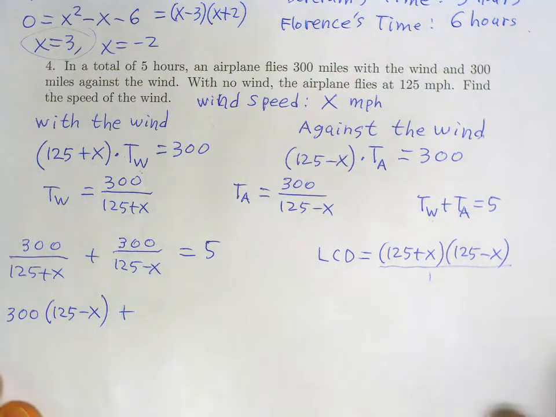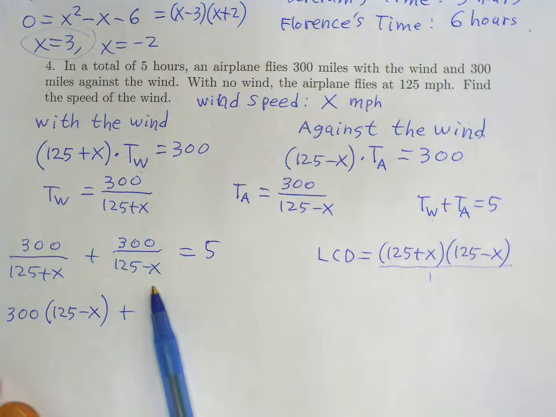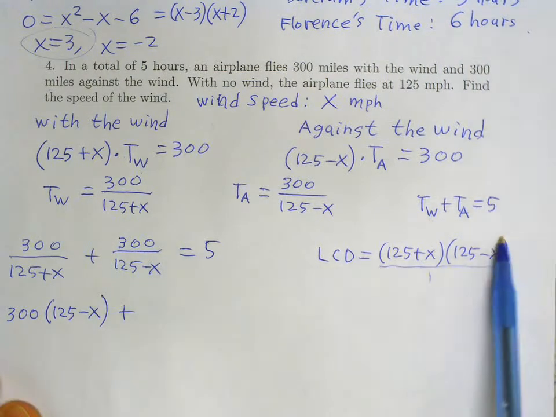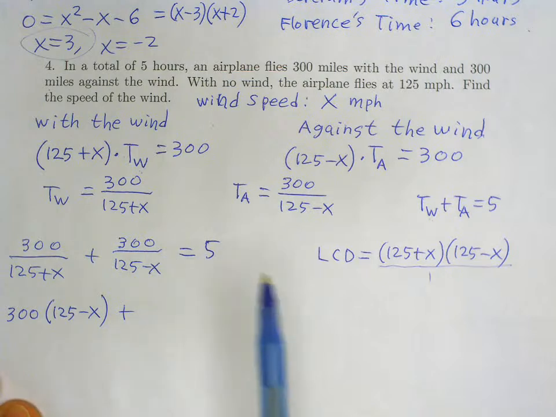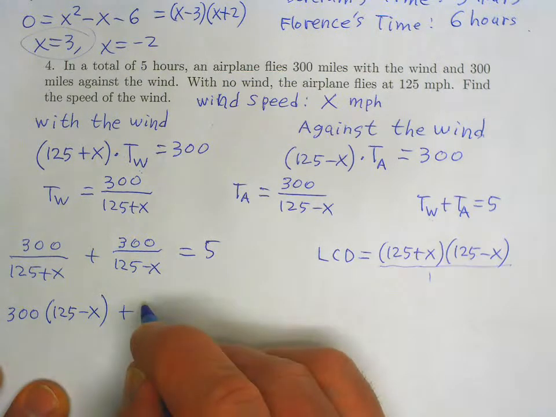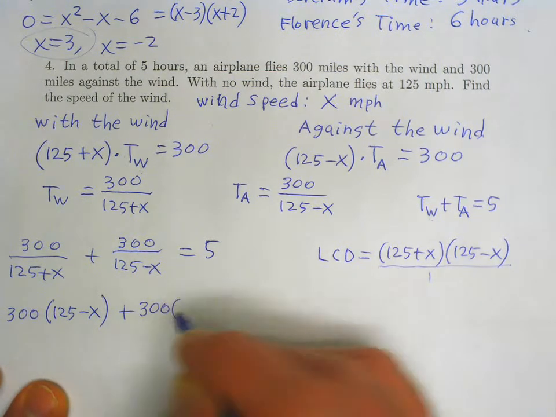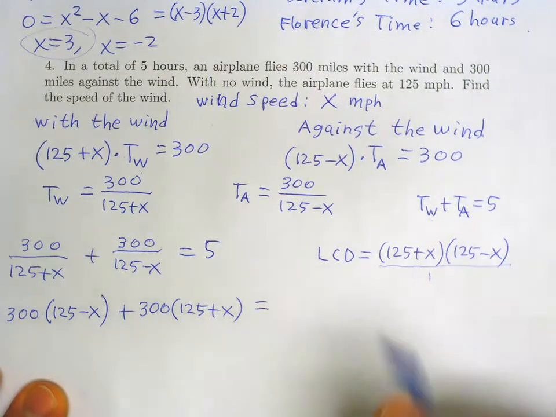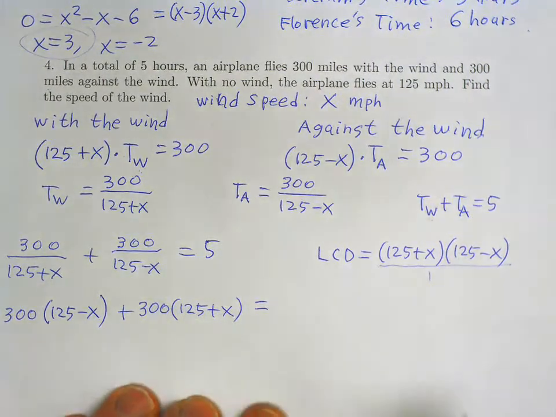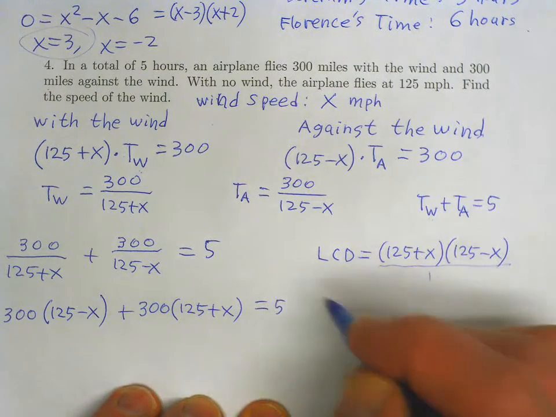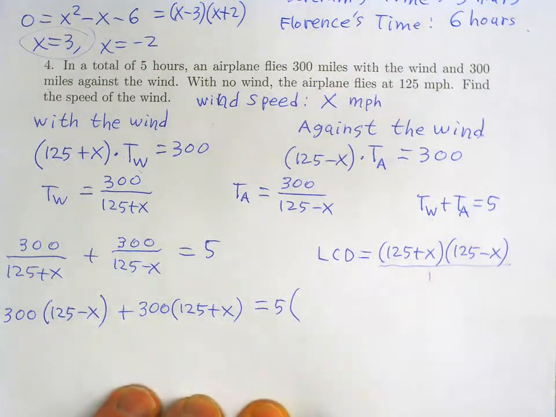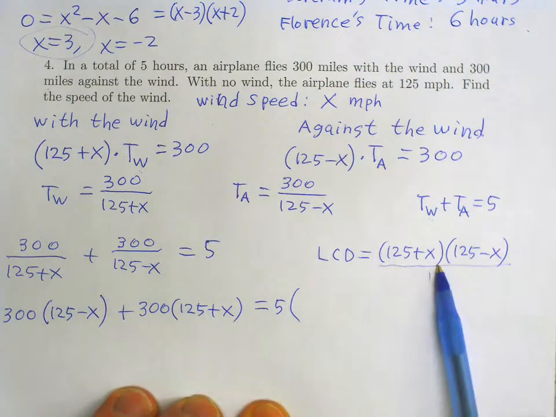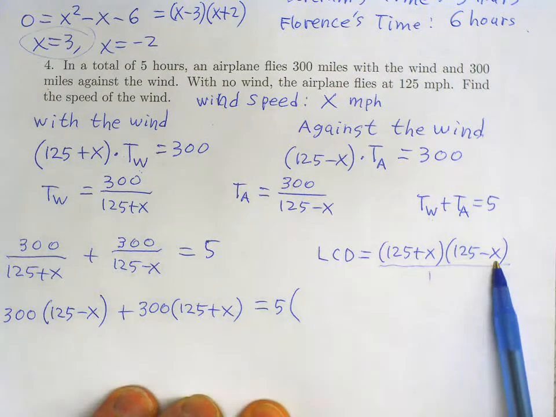And then we're going to add that to the next term when we multiply it by the least common denominator. So this next term, the 125 minus x factors cancel. So we're just left with plus 300 times 125 plus x. And then on the right-hand side, we multiply 5 times the product of 125 plus x times 125 minus x.